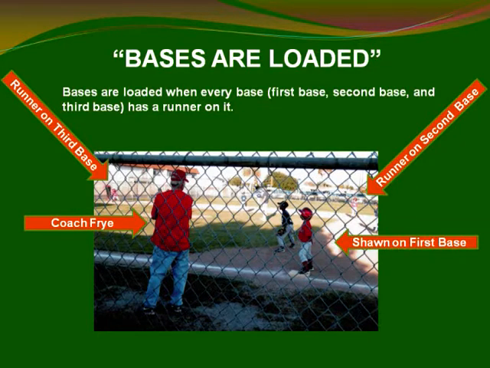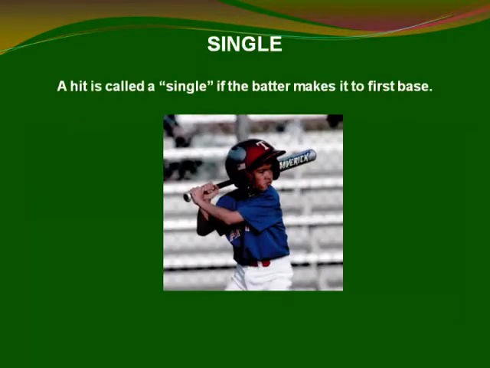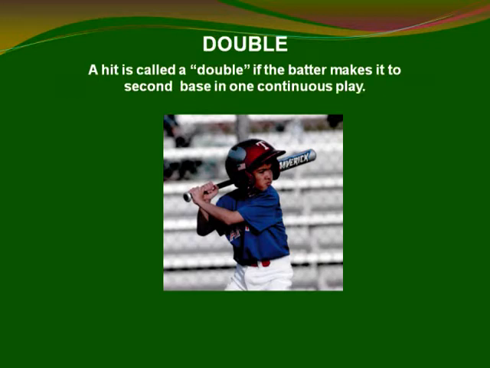Bases are loaded when every base, first base, second base, and third base, has a runner on it. A bunt occurs when the batter intentionally does not take a full swing, choosing instead to hit the ball a short distance. A hit is called a single if the batter makes it to first base.